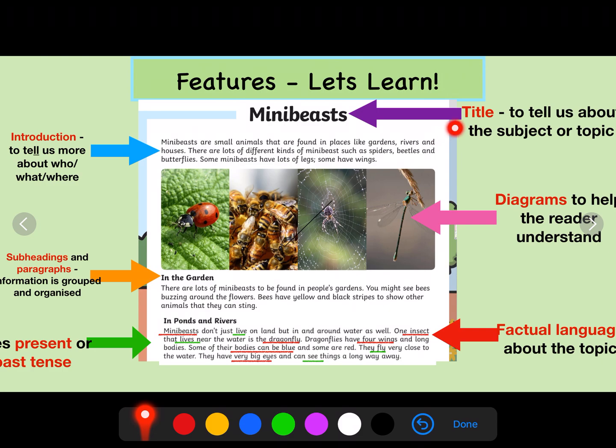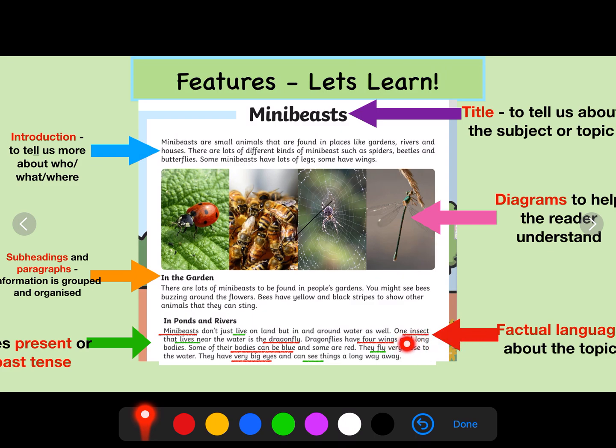My turn, your turn. Title. This tells us what the topic is going to be about. My turn, your turn. Diagrams. A diagram is a picture. This helps the reader to understand better.